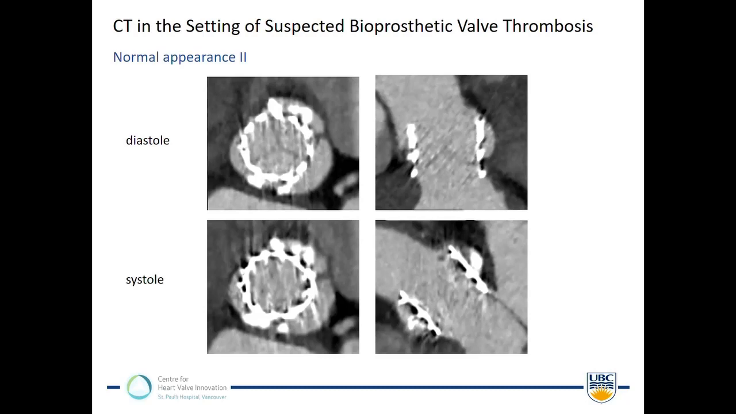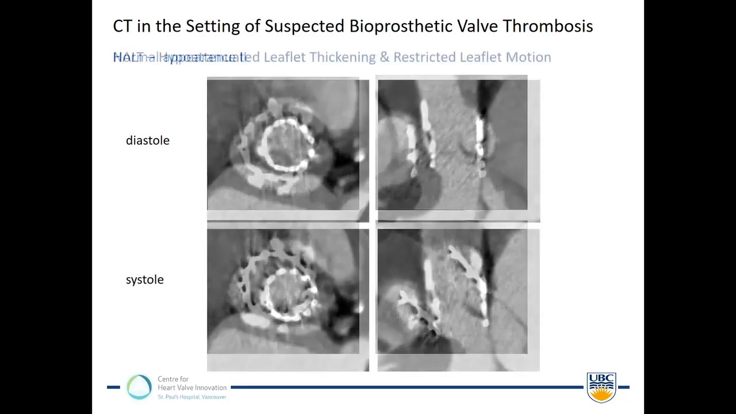Is it leaflet or is it a beam hardening artifact? Leaflets typically have a curvilinear pattern and cross the artifacts. And that's, I think, very, very important for a correct interpretation of these images.